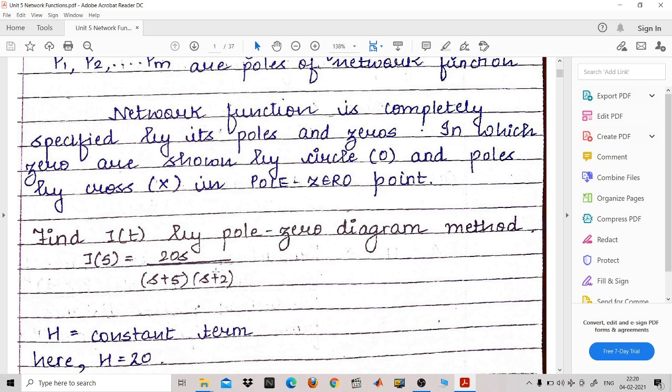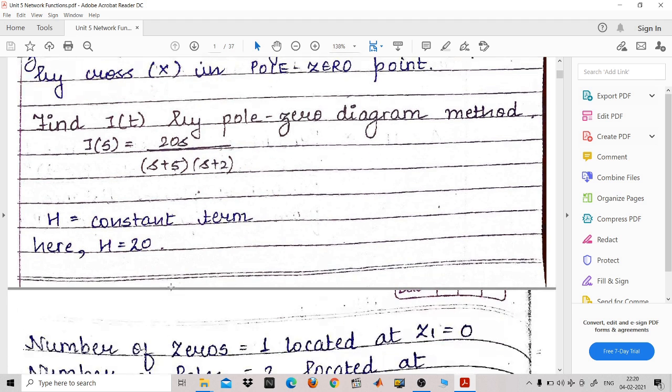Now, if I want to plot in the pole-zero diagram, you know that a zero is drawn with a circle, and a pole is drawn with a cross. So how many zeros are there? The number of zeros will be equal to 1 and the number of poles will be equal to 2. The first pole will be at s plus 5 and the second pole will be at s plus 2.